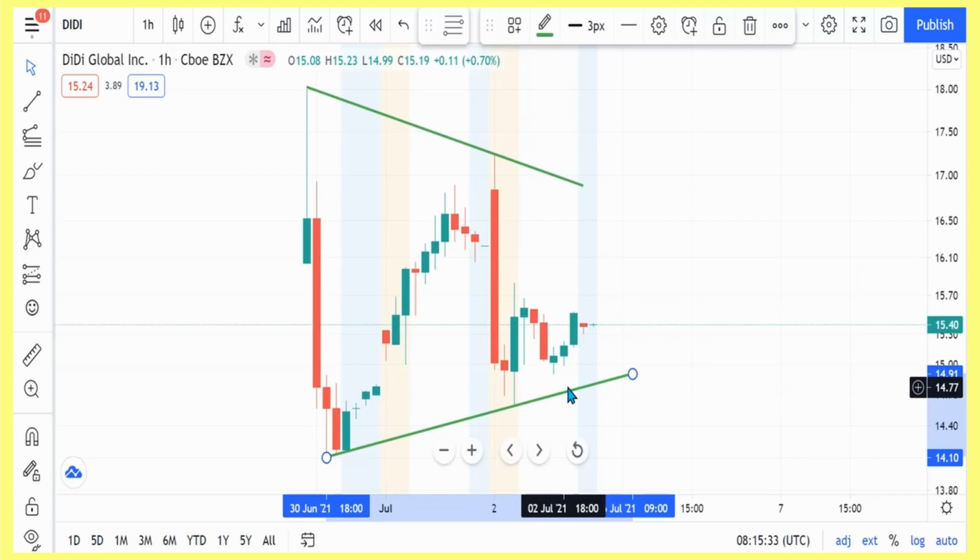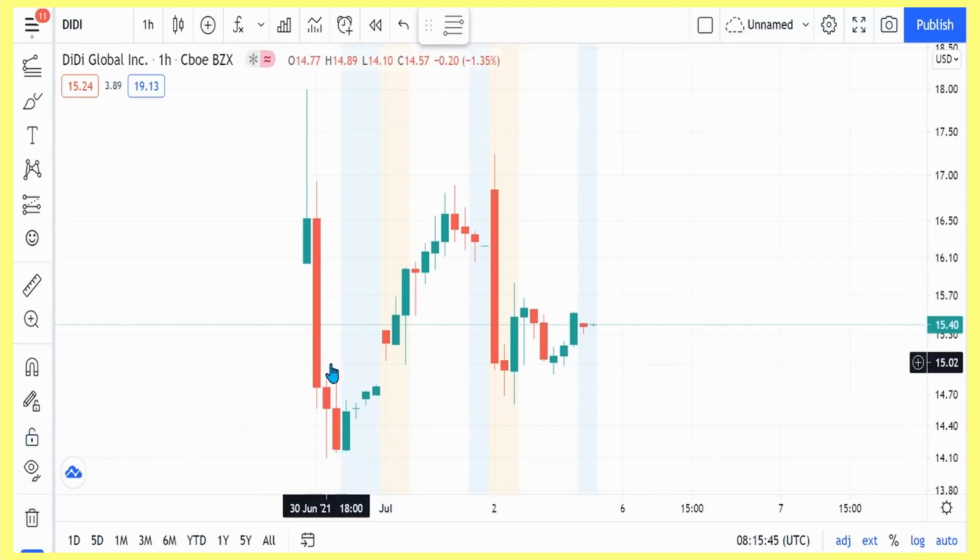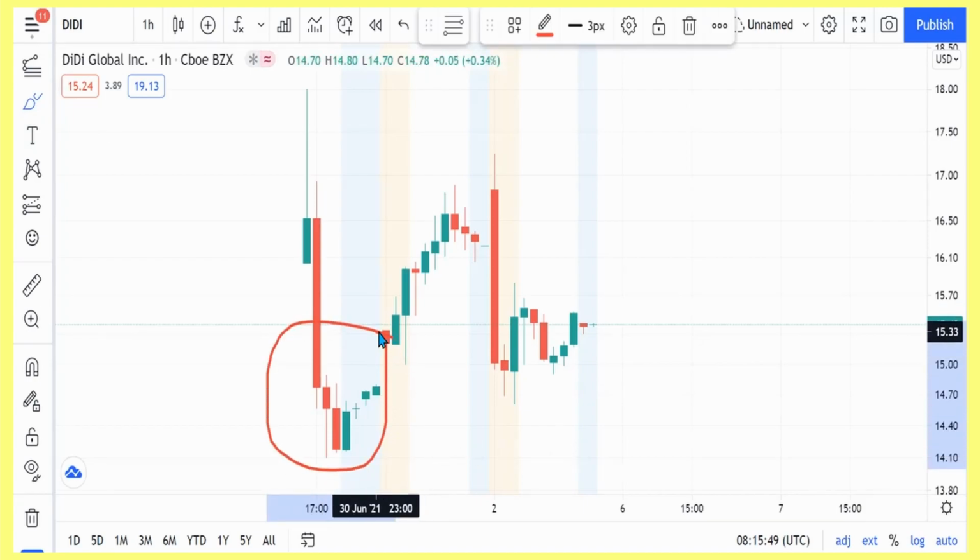Pattern A basically looks like an A shape. Okay, let me use this. I will remove all the lines on the chart. If we focus on this part, this down area here, try to identify the lowest price. The lowest price is around here.